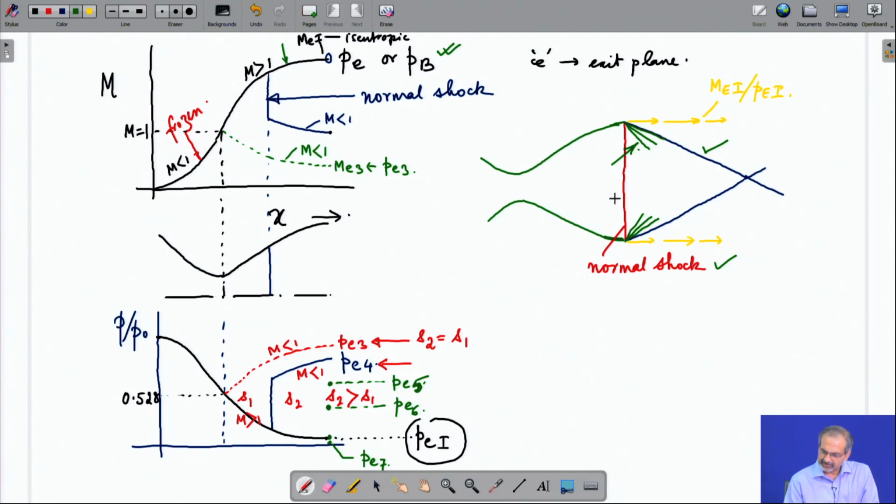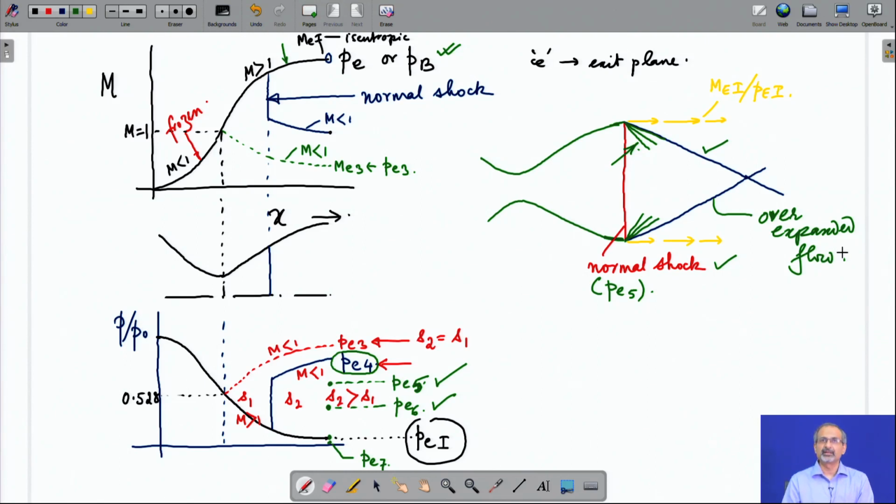So, which are the cases? This is the PE5 case, where the exit pressure is slightly lower than the PE4 case. So, that the normal shock does not form inside the diverging part of the CD nozzle, but rather moves to the exit plane. So, that is PE5. What is PE6? We say it is an over expanded case, over expanded flow.